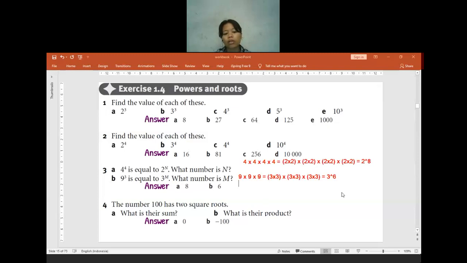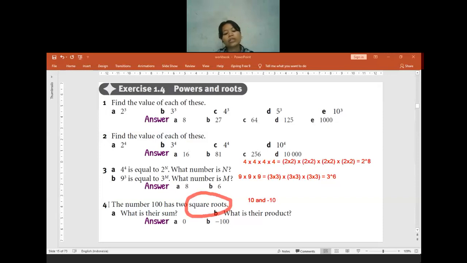Is there anyone who gets confused at question 3? No, for sure. Okay, if you have no confusion, I will move to question 4. The number 100 has 2 square roots. When it says square roots with letter S, it means the square root will have 2 answers, the positive and negative answer. So the square root of 100 will be 10 and also negative 10.